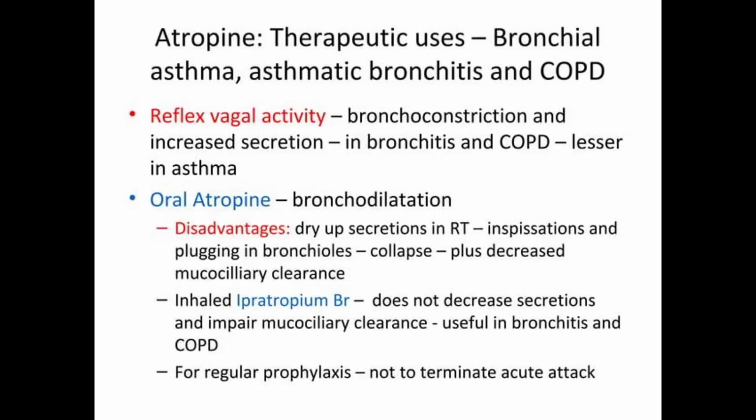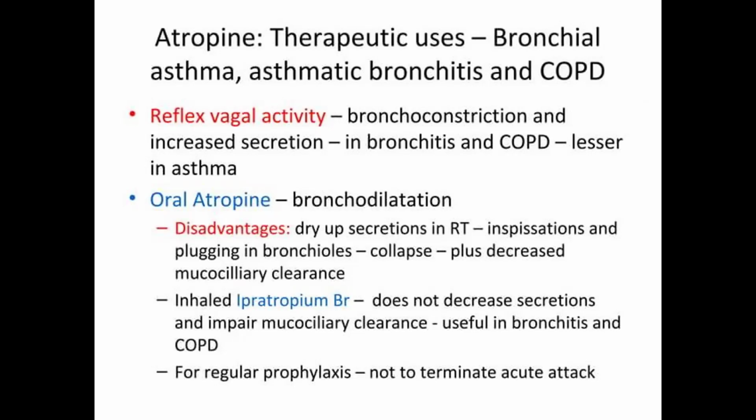Now, in reflex vagal activity, bronchoconstriction and increased secretions in bronchitis and COPD, and lesser in asthma. So in bronchoconstriction, we use it. In increased secretions, we also use it in bronchitis. But in asthma, nowadays they are not used, but yes, they had a use. In nebulization, we still use ipratropium bromide. You can go with oral atropine for bronchodilation.